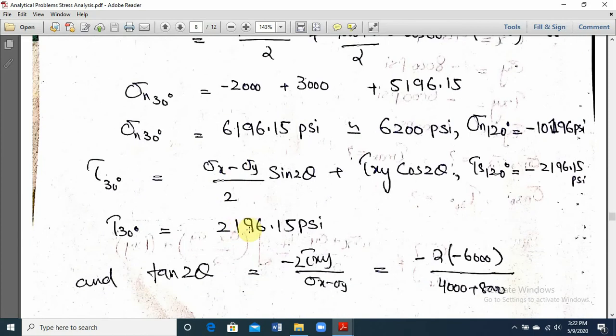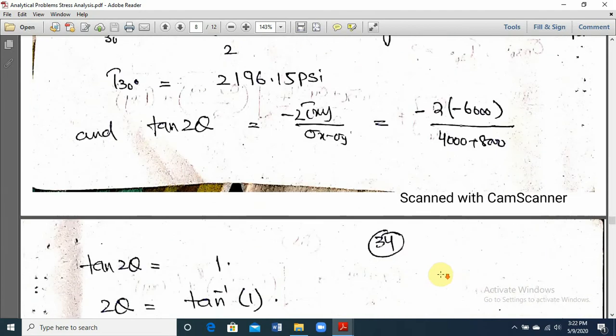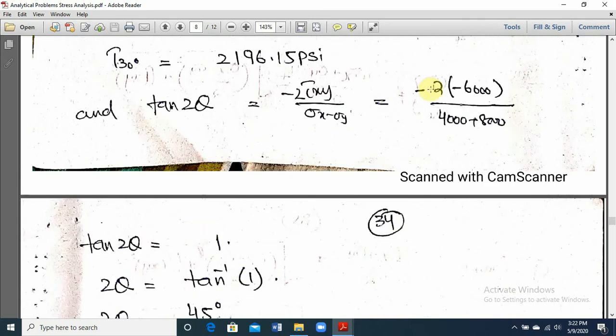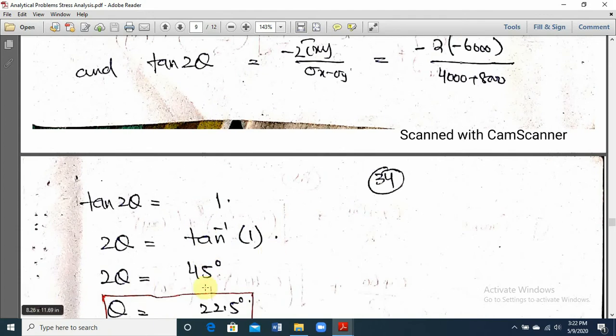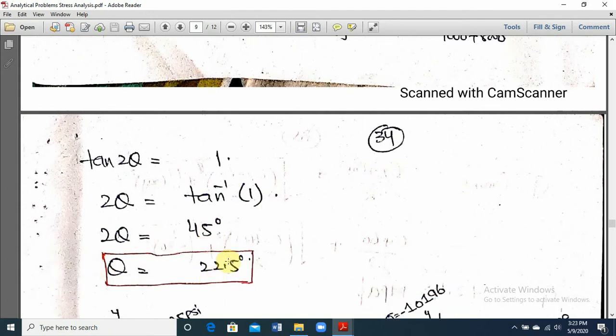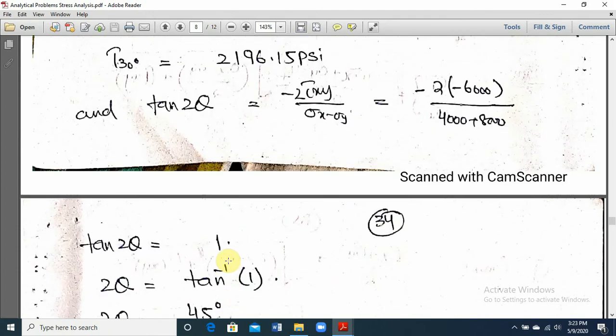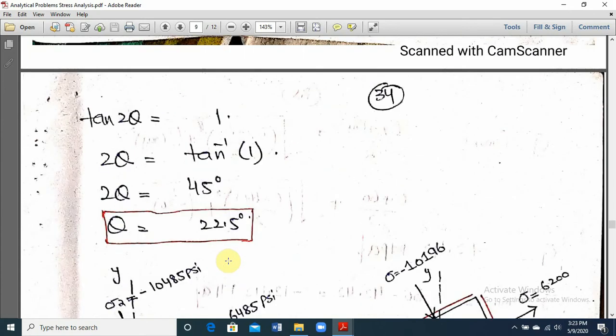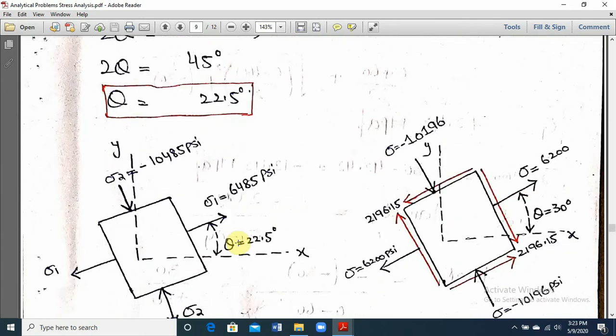Similarly, we can find the principal plane, where tangent 2 theta p is equal to minus 2 tau xy divided by sigma x minus sigma y, which is equal to minus 2 into minus 6000 divided by 4000 plus 8000. You get the answer: tangent 2 theta is equal to 1, and 2 theta will be equal to tangent inverse of 1. 2 theta is equal to 45, theta is equal to 22.5 degrees. So at 22.5 degrees you have the principal plane.